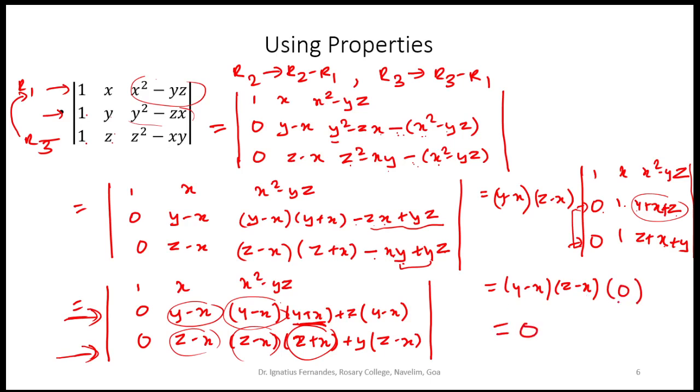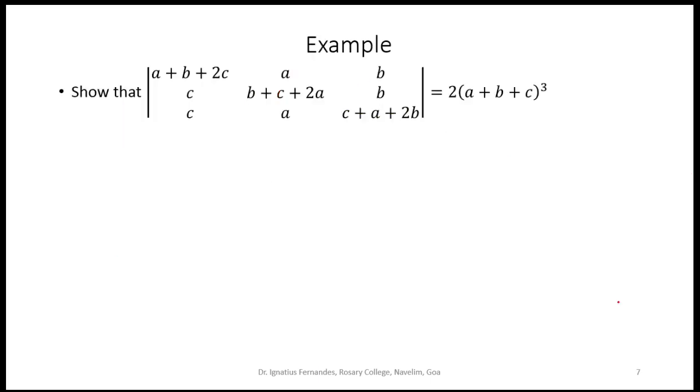So I could solve it by using row or column transformation like this. In the previous slide we solved it manually. Okay, so depending on your convenience, whichever you find is easier, you can use any of these methods in solving these determinant equations. Let us consider this example here. So I want to show that this determinant is equal to this.